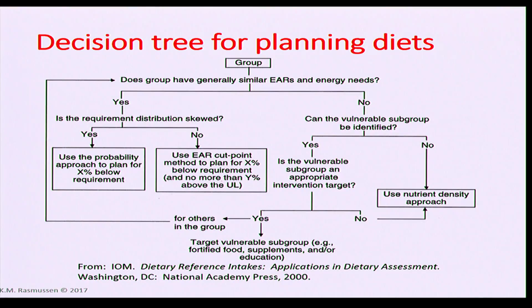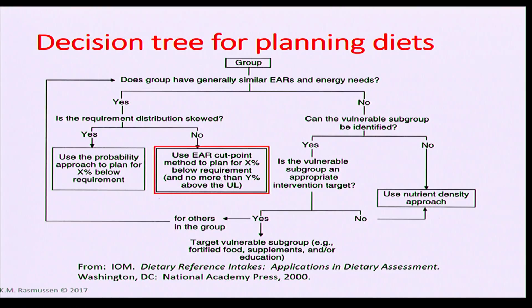And what we're doing in revising the WIC food package is planning a diet for a bunch of different groups of individuals: mothers, pregnant, lactating, postpartum, and infants and children. So this decision tree starts at the top with a group, and it asks the question, does the group have generally similar EARs and energy needs? And I am going to say yes to that question so I can get farther in. And then it says, is the requirement distribution skewed? Oh, let's say yes to that too. And that gets us here to using the EAR cut point method that Bert described a little bit earlier.